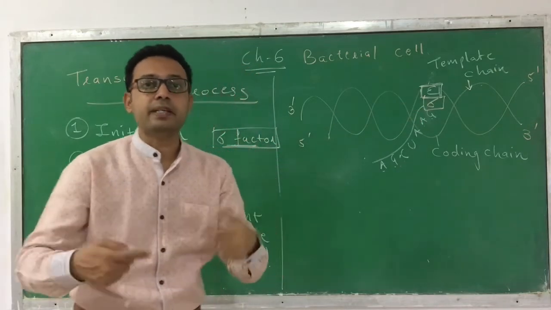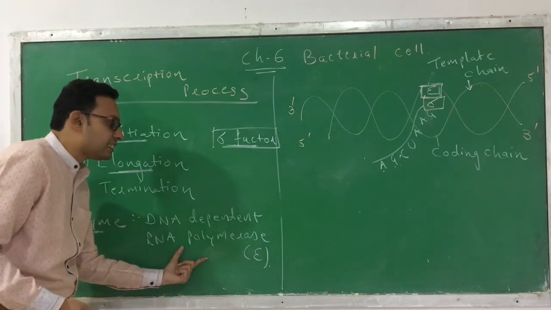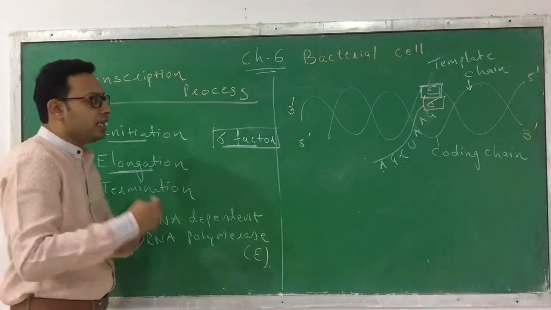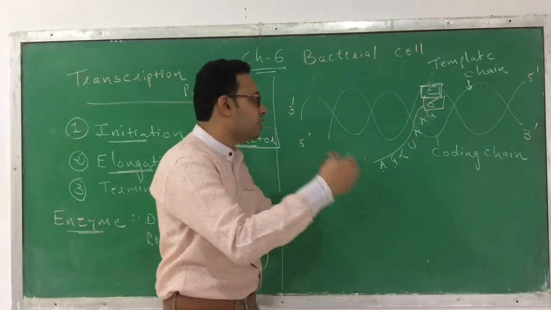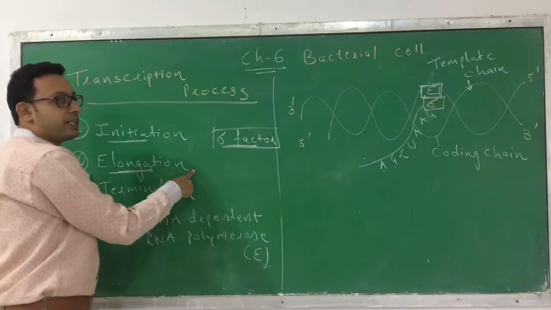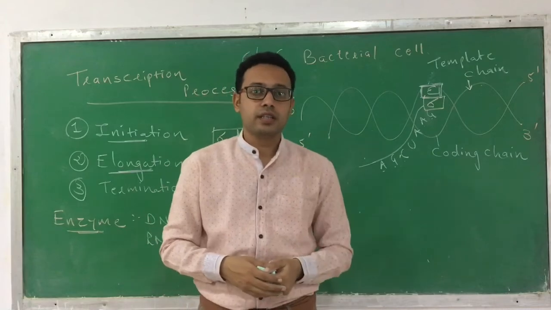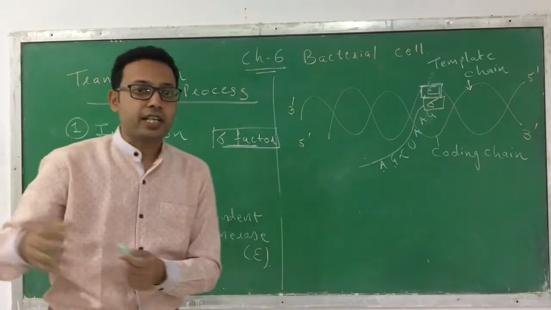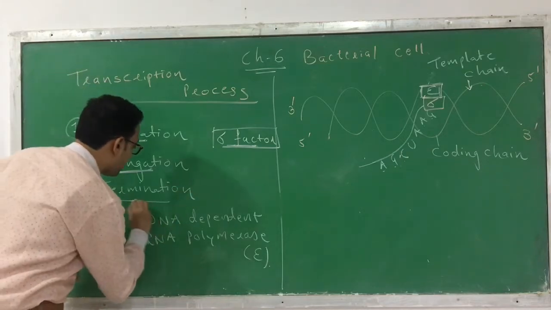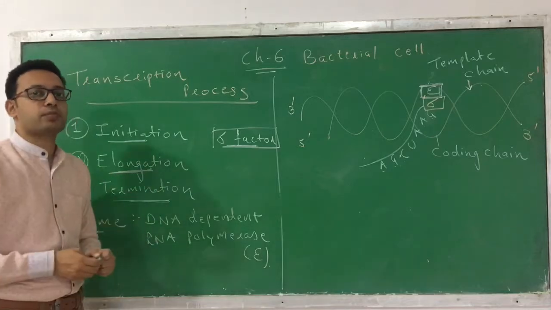So the complementary bases are added, and those complementary bases are added by the enzyme called DNA dependent RNA polymerase. Okay, and the bases are added and the process continues and the chain is elongating in the direction of 5' to 3'. This step is called elongation. Now the chain is elongating, but at a certain point the termination occurs. The third step is the termination, where the process of transcription gets stopped.